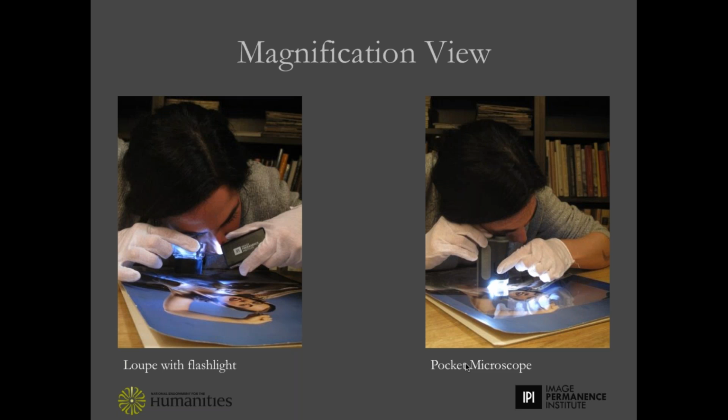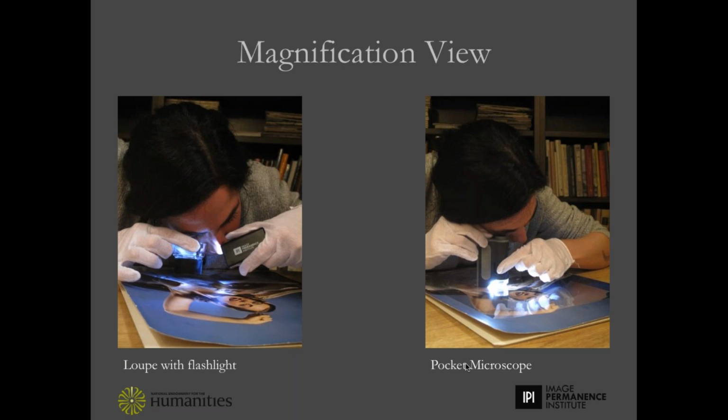Usually, when using a loupe, as you lean over the print, your head blocks the light from the overhead lights, making it difficult to see properly. The solution is to use a flashlight and hold it at a 45-degree angle, illuminating the area of the print that you want to see. Most pocket microscopes, seen on the right, have a built-in light you can use.